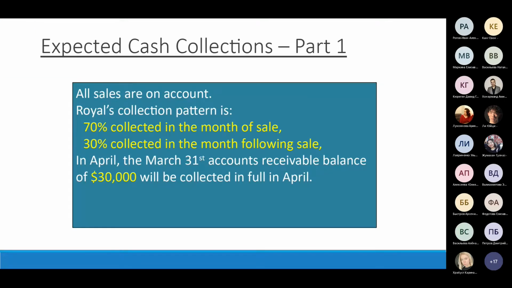So as sales are prepared, we have to decide what is the payment pattern, because it's also very important. For example, Royal's collection pattern is 70% collected in the month of sales and 30% is collected in the month following sales. Therefore, they have some receivable balance at the beginning of the period, and they have to use these values to create the expected cash collections.